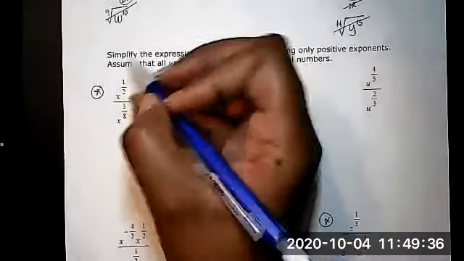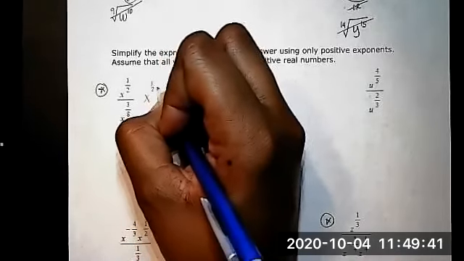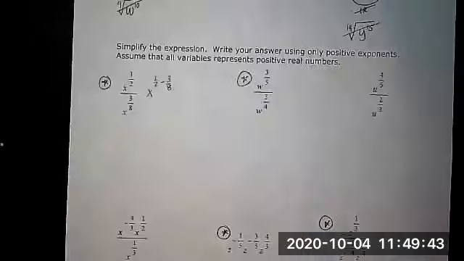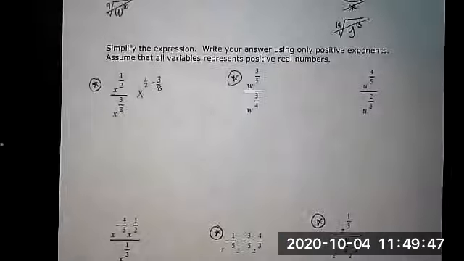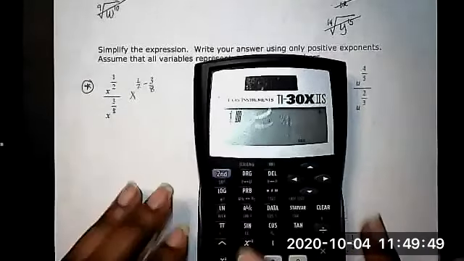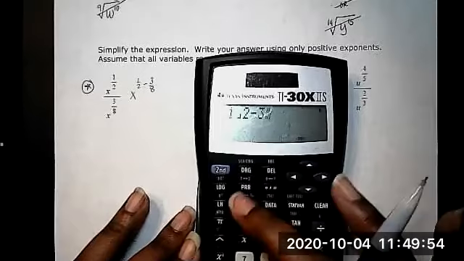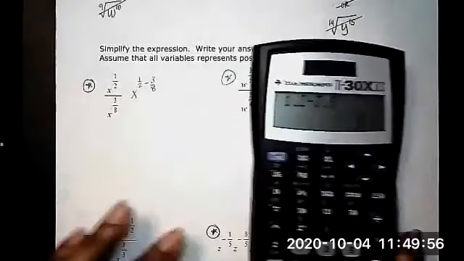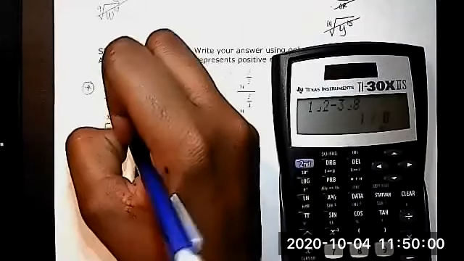So this one, same situation. You're going to have 1/2, and you're subtracting the exponents because you have the same base and you're dividing. Same base dividing, exponents you subtract. So this will be 1/2 minus 3/8. Your answer will be 1/8. So x to the 1/8 is your answer there.